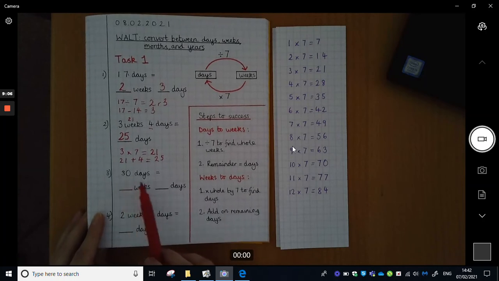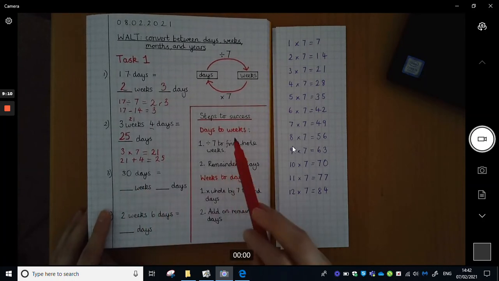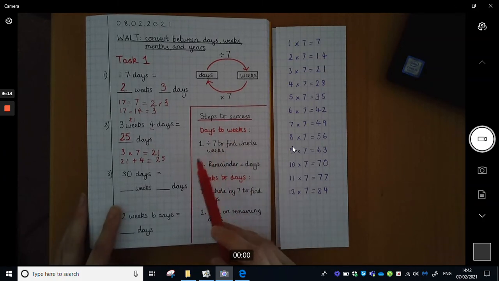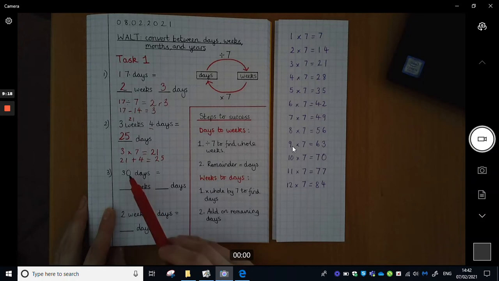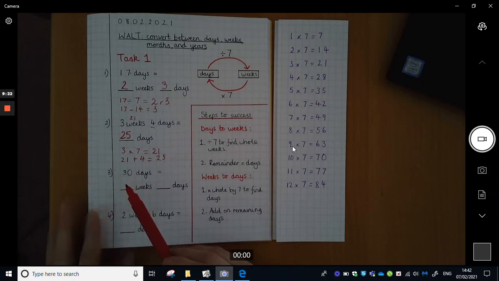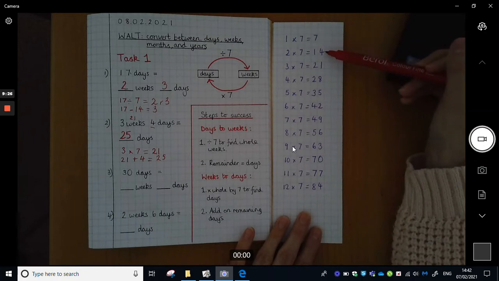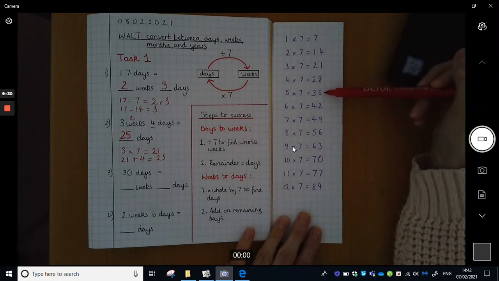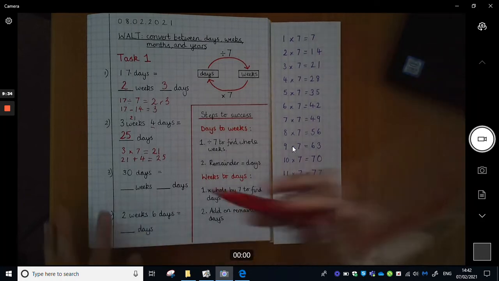So this time I've got 30 days, changing it to weeks and days. So again, I'm going from days to weeks, so I need these steps to help me. So I'm going to be doing some division this time from days to weeks. I'm dividing by 7. So I need to find how many groups of 7 are in 30. How many weeks are in 30? So I'm going to use my times tables to help me. 1, 2, 3, 4. If I go here, it's going to be way too high. So 28 is the closest. So there are 4 whole weeks.